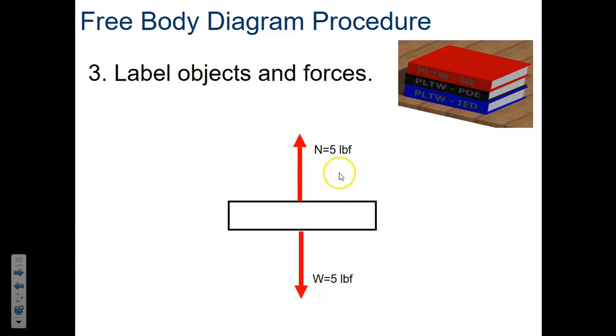look right. So our book must have had a weight of about 5 pounds, and the normal support force from the POE book was 5 pounds. And notice that the normal support force is perpendicular to the surfaces that we're dealing with. And when I add up these two forces, 5 up and 5 down, I get 0. And that's how we know we're in static equilibrium.